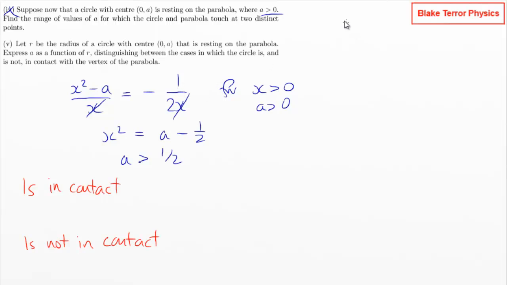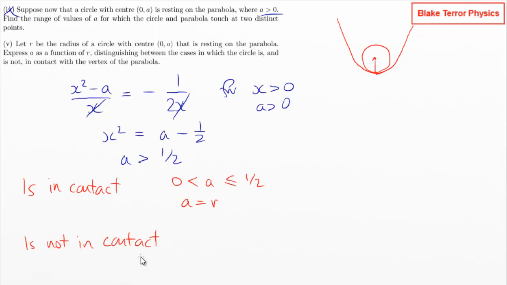So if it is in contact, so that's our parabola. If it is in contact there, then we've just got a circle, and well, a is equal to r. That is our a. That's our y coordinate, which is also the radius. So if it is in contact, that means that we've got a greater than 0, less than or equal to a half, and then a would be equal to r.